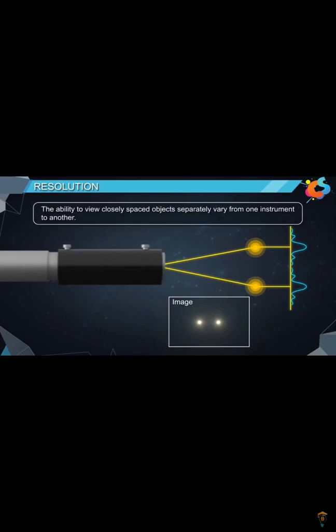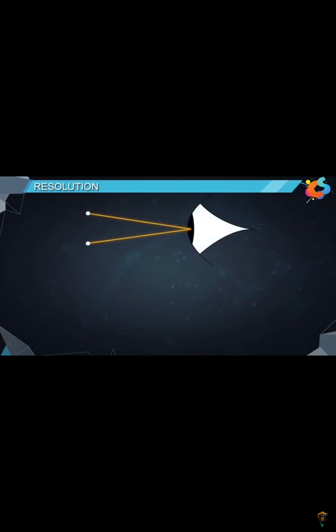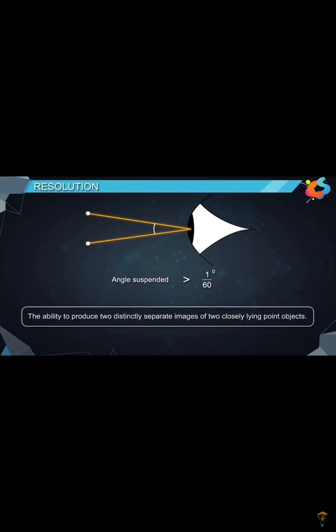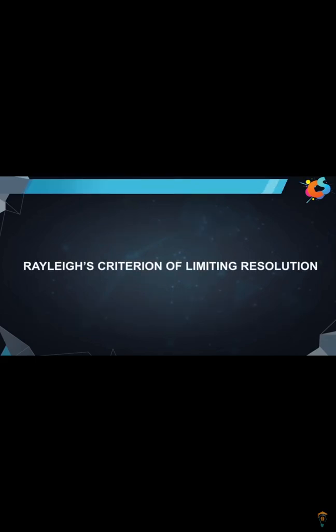The ability to view closely spaced objects separately varies from one instrument to the other. In fact, the human eye can see two point objects separately only if the angle subtended by them at the eye is greater than 1/60th of a degree, or 1 minute. Based on this, the resolving power of an optical instrument is defined as the ability to produce two distinctly separate images of two closely lying point objects.